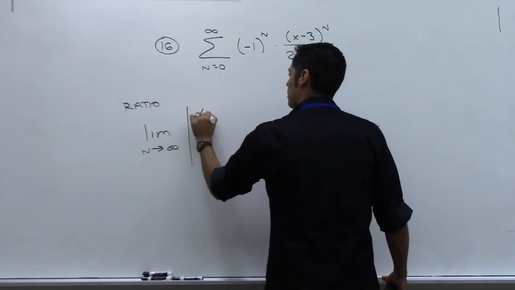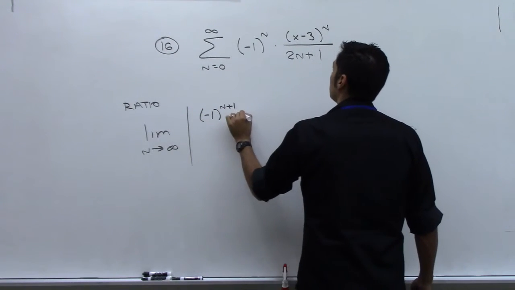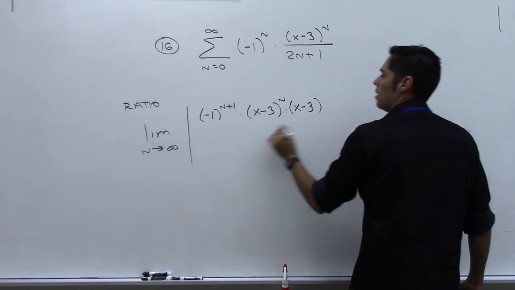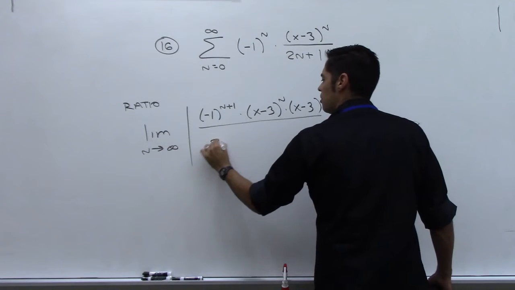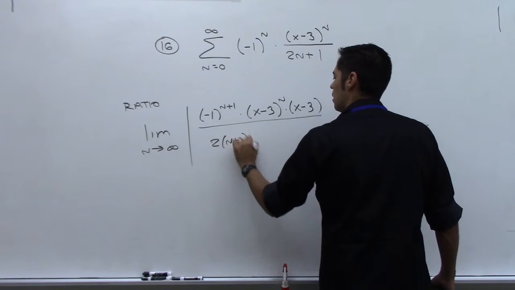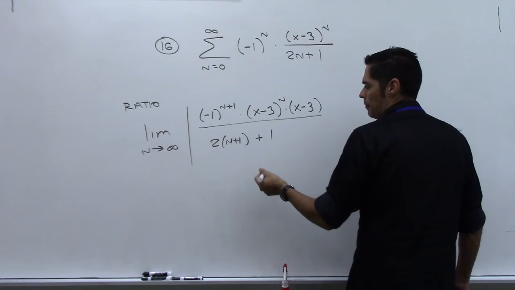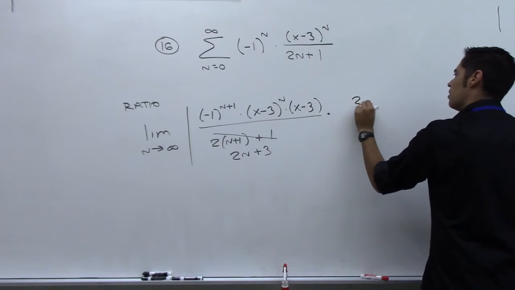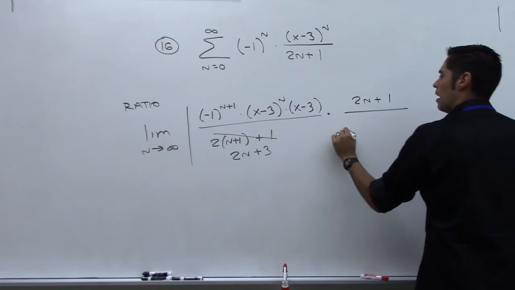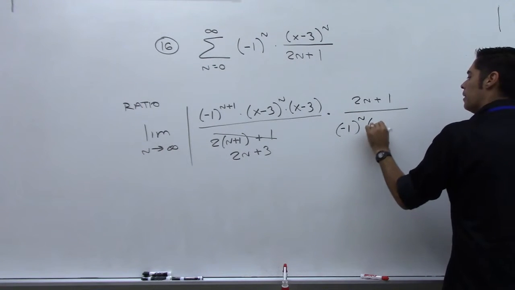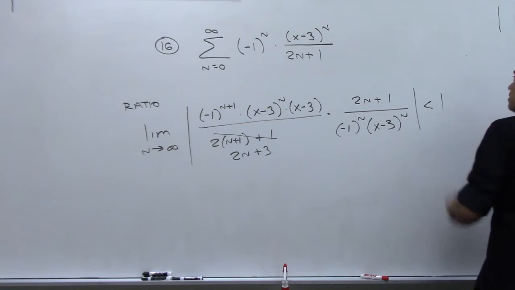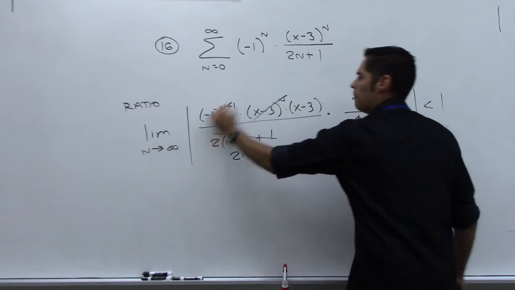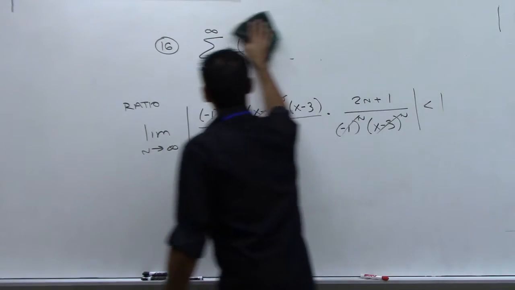All right, n plus 1 in there, so negative 1 to the n plus 1 times x minus 3 to the n plus 1 is x minus 3 to the n times x minus 3. On the bottom, I have 2 times n plus 1, which is really 2n plus 3, right? 2n plus 3. And then times that thing flipped, so 2n plus 1 up here. Over here I've got negative 1 to the n, which won't matter. x minus 3 to the n, I need that less than 1. So start canceling stuff out. These don't matter.